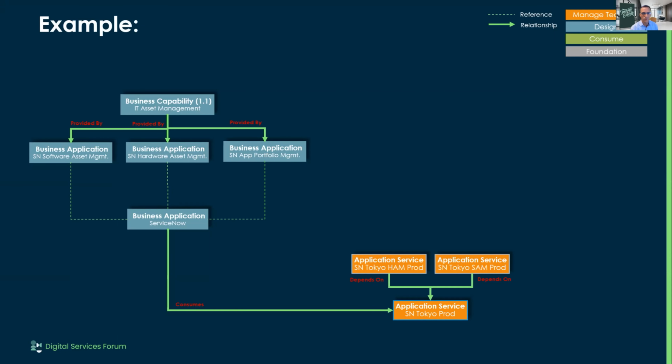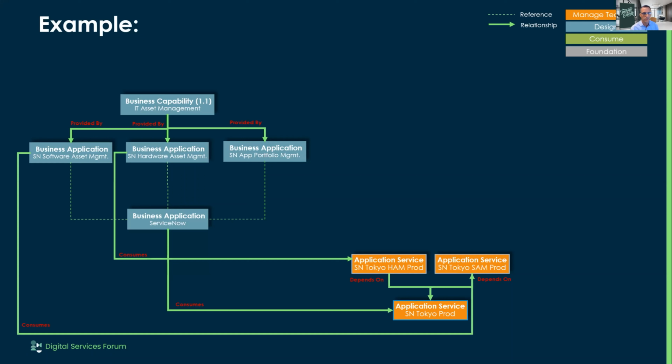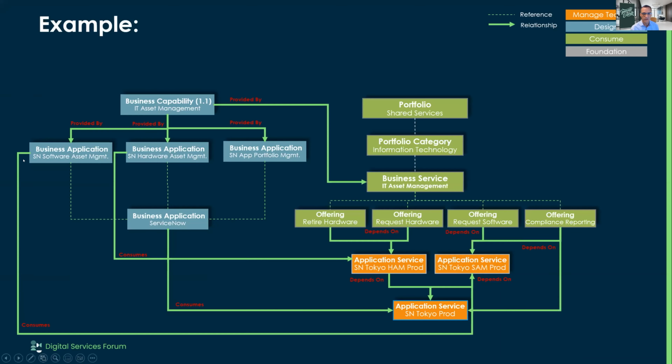Now, at the end here, you want to provide certain things, right? I want to provide that asset management capability. So what I can do here is say, now I'm going to have my offerings. I'm going to let people retire hardware, request software, even do compliance reporting on their hardware, their software, and their applications. So these are where your offerings map up all the way through into the portfolio.